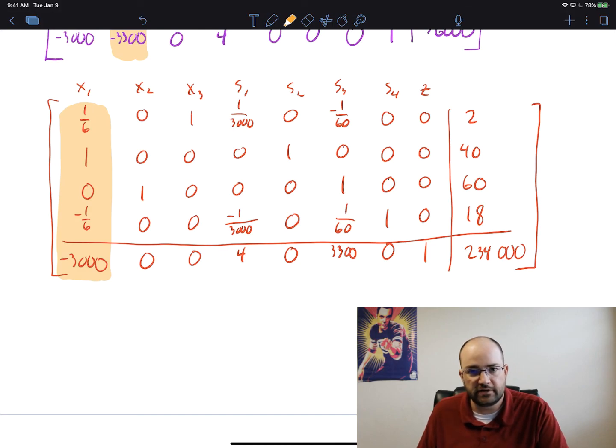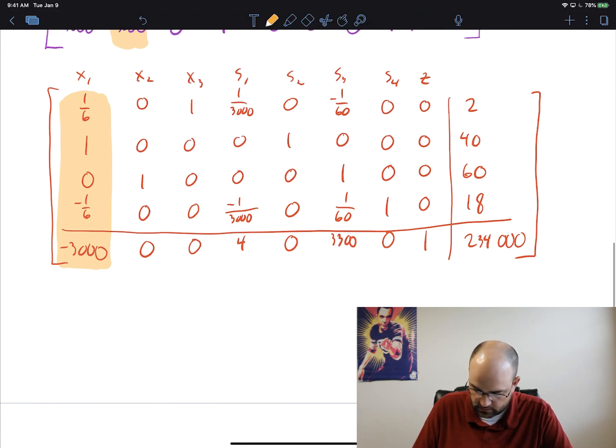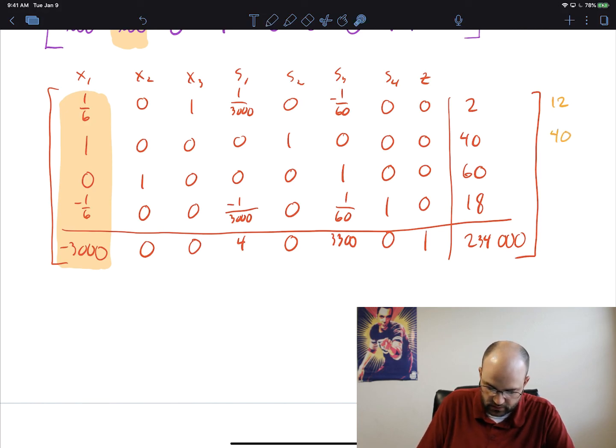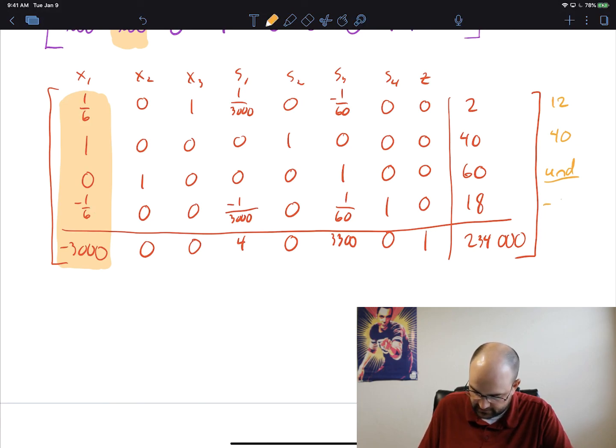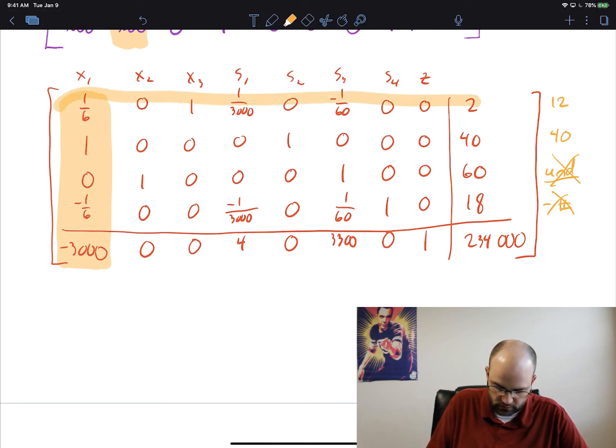And the next thing we need to do is figure out the pivot row. To do that, we need to divide. 2 divided by 1/6 is 12. 40 divided by 1 is 40. 60 divided by 0 is undefined, which means we don't use it anymore. And 18 divided by a negative number is a negative number. So again, neither of those two can be the pivot row. So between the 12 and the 40, the smallest is the 12. So that means that the first row is the pivot row.